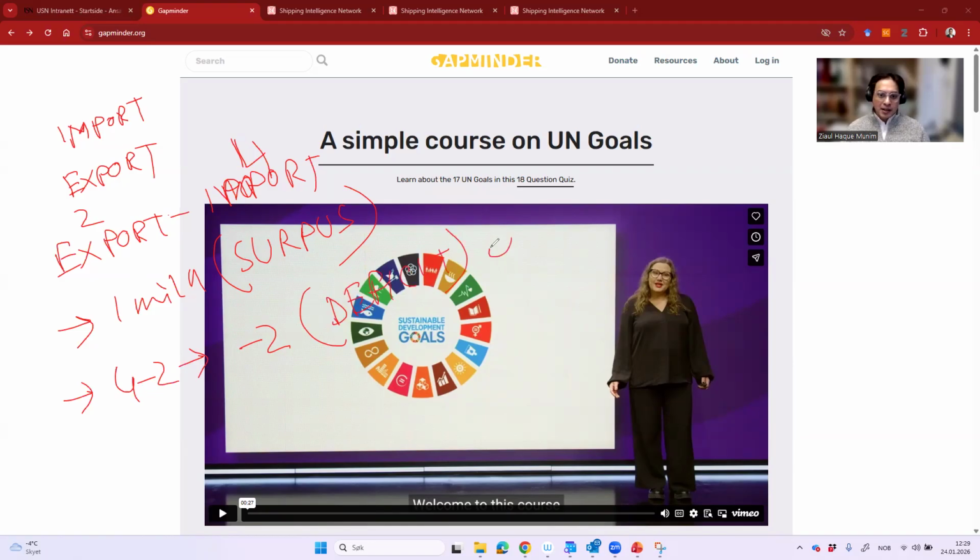And this is what is bothering the current Trump administration a lot, that the USA has a significant trade deficit with the rest of the world. So their import is much higher than their export.